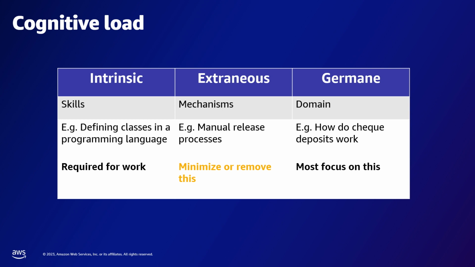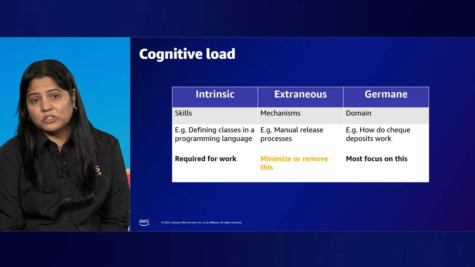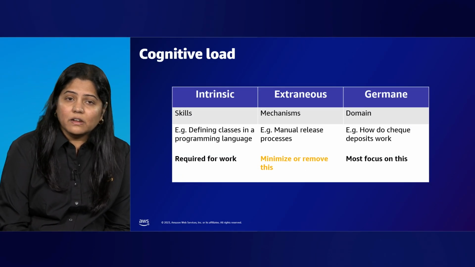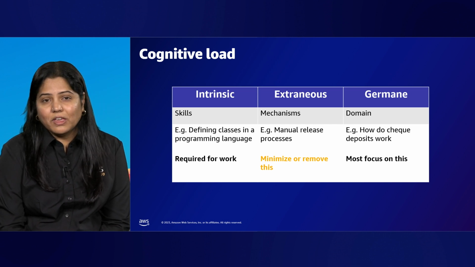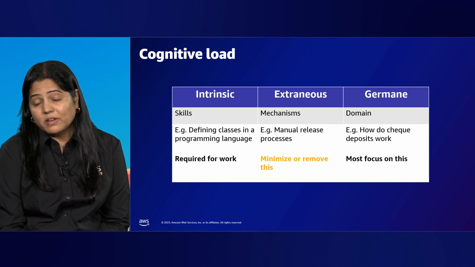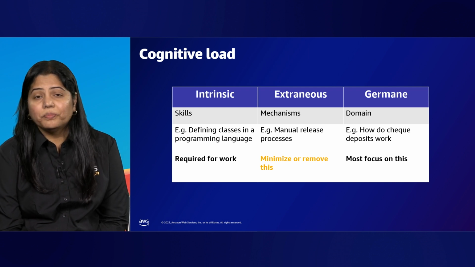In 1998, psychologist John Sweller defined the term cognitive load to mean the total amount of mental effort being used in the working memory. And he identified three kinds of cognitive loads: intrinsic, extraneous, and germane. Intrinsic refers to the skills that are required on a day-to-day basis. This can be driving, or it can be the knowledge of defining classes in a programming language.